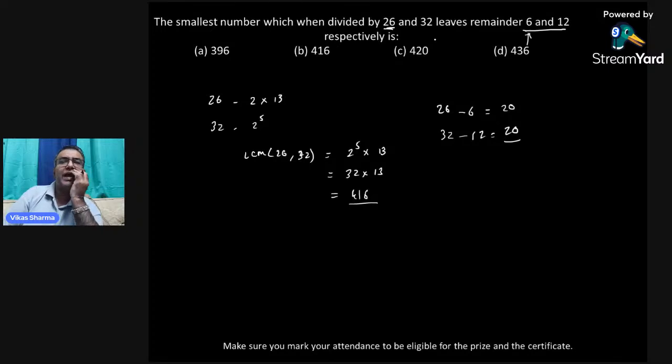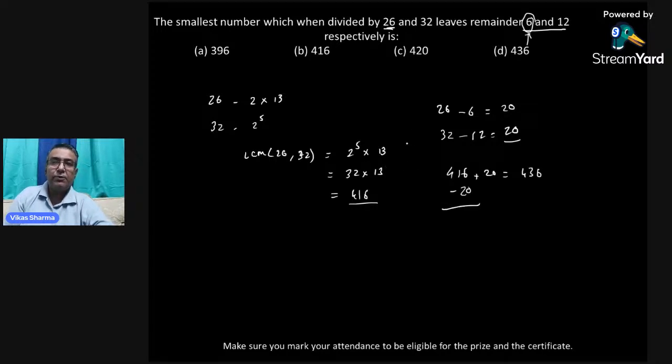Now let's think about what will happen if we increase it by 20. 416 is exactly divisible by 26 and also by 32. If we increase it by 20, we get 436, but it will leave a remainder of 20 and not a remainder of 6. For it to leave a remainder of 6, we need to subtract 20 from this, and in the same way with 32, we need to subtract 20 so that it leaves a remainder of 12. So 416 minus 20 gives you 396. So option A is the correct option.